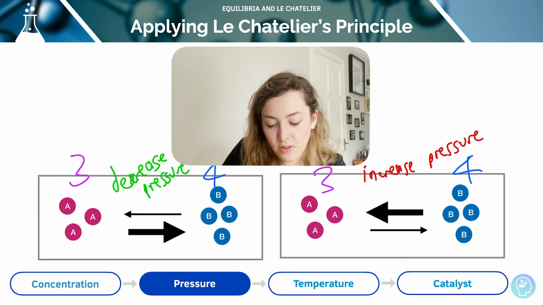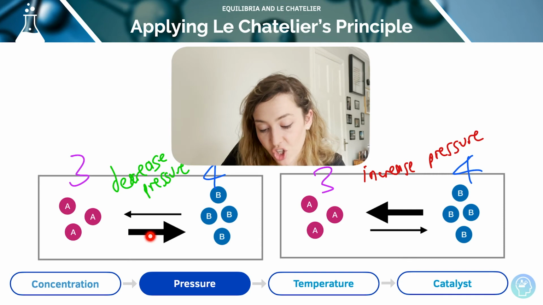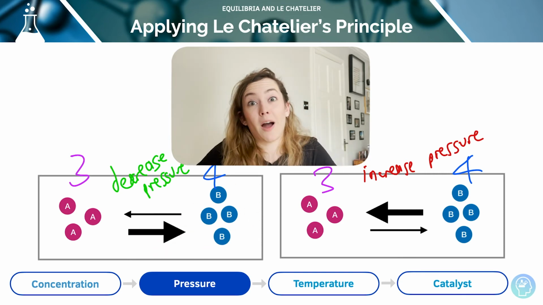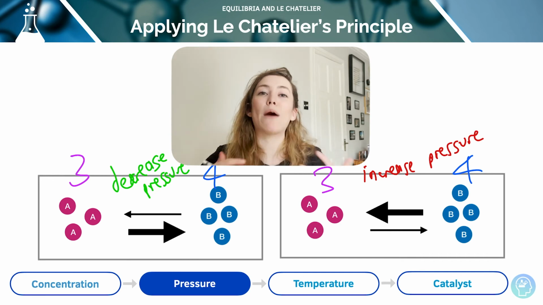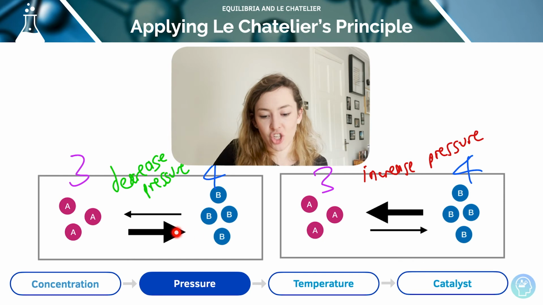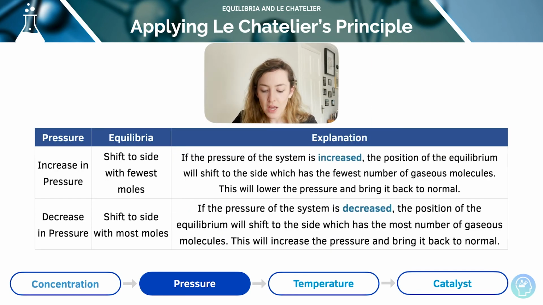we've got 3 moles of gas on that side, 4 moles of gas on that side. We're going to shift to the side that's got more moles of gas to get that pressure back up. Le Chatelier is always wanting to counteract the change. So if you decrease the pressure, you're going to want to increase it again, so we're going to shift to the side that's got more moles of gas. Okay, so here we've got an explanation. Increase of pressure, we're going to shift to the side with the fewest moles to counteract the change. If we decrease the pressure, we're going to shift to the side with the most moles to counteract the change.